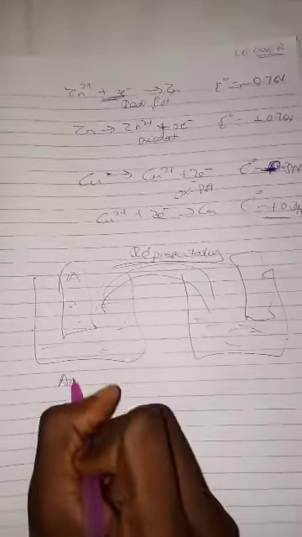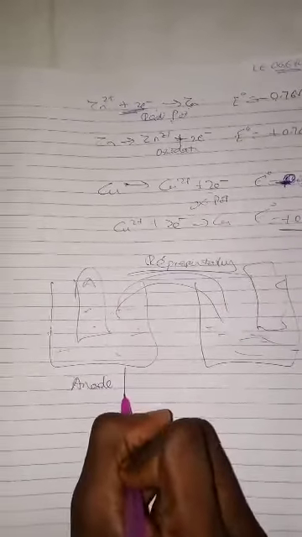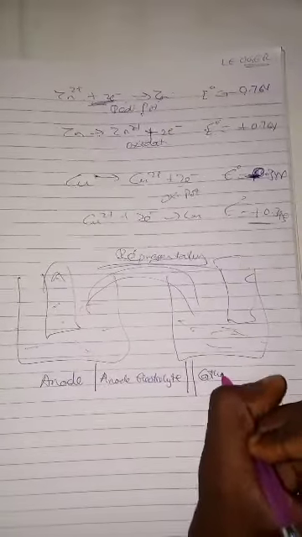The first thing you write is your anode. Then you put a slash, and then your electrolyte. Anode, electrolyte. Then you put your salt bridge. What is the sign for the salt bridge? A double slash. Then you have the cathode electrolyte, and after that your cathode. Please never forget this formula: anode, electrolyte, cathode. The electrolytes are always in the middle.